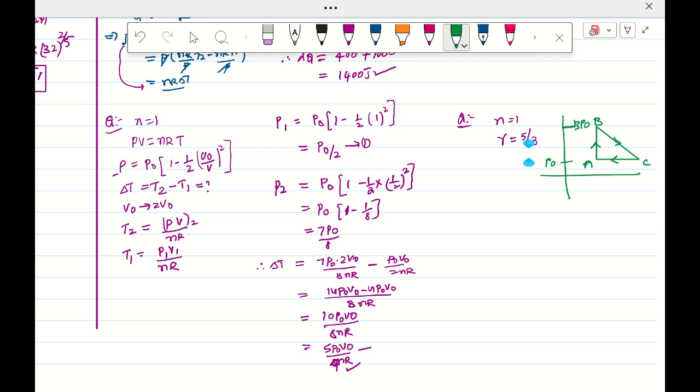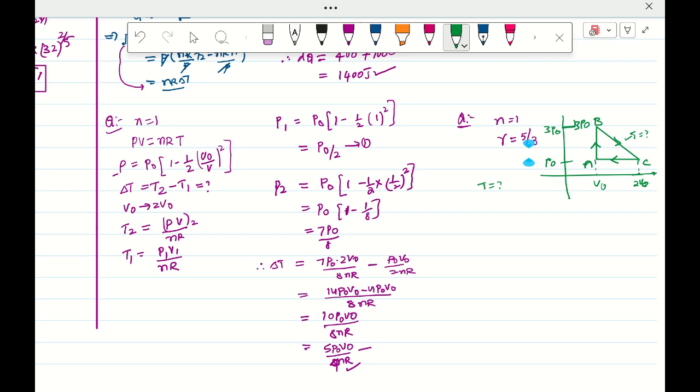This is the path, and this is the PV graph. This is 3 P naught, P naught, and V naught, 2 V naught. One mole of monoatomic gas is taken. Now it is asking for the maximum temperature attained by the gas along the path BC. So here, what is the temperature equal to?